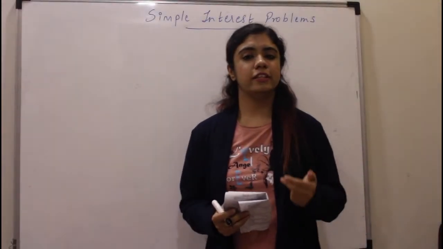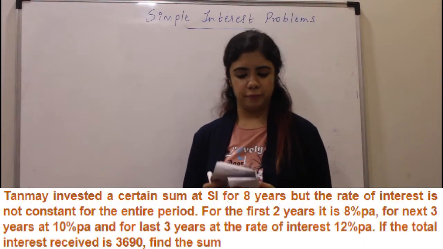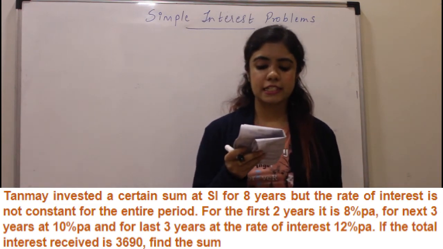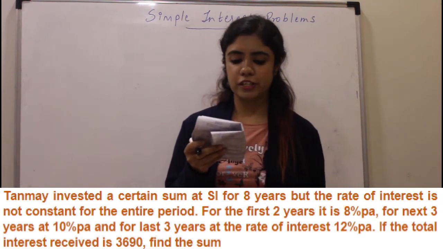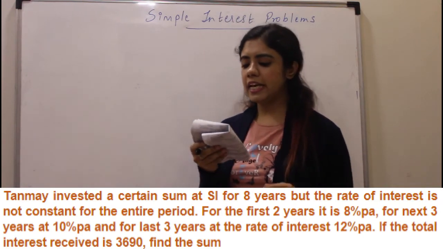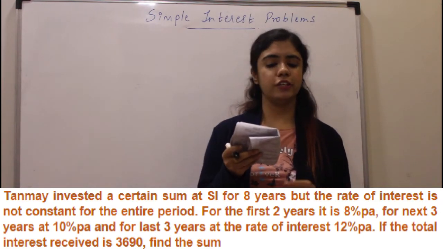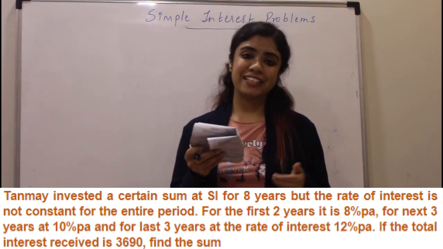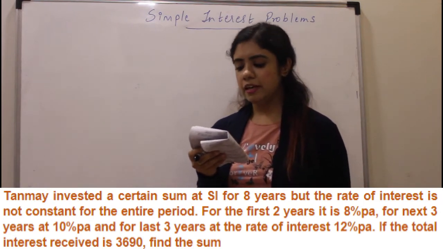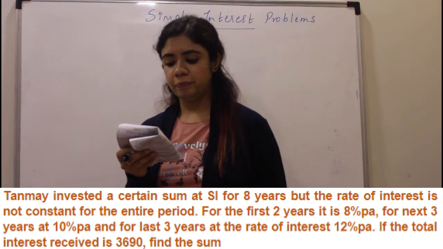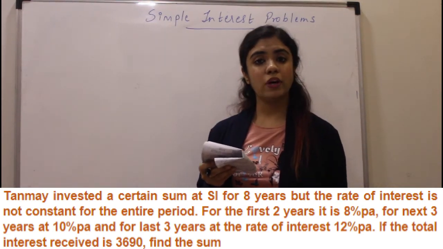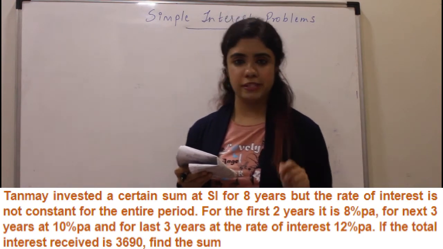Now let's look at the next question. What does it say? It says Tanmay invested a certain sum at simple interest for 8 years, but the rate of interest is not constant for the entire period. For the first 2 years it is 8%, next 3 years it is 10%, last 3 years it is 12%. If the total interest is 3690, what is the sum or what is the principal?